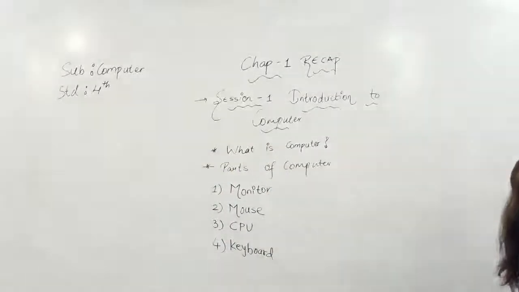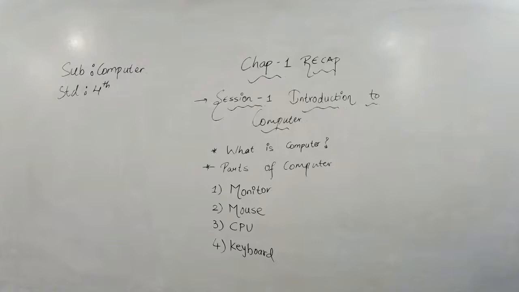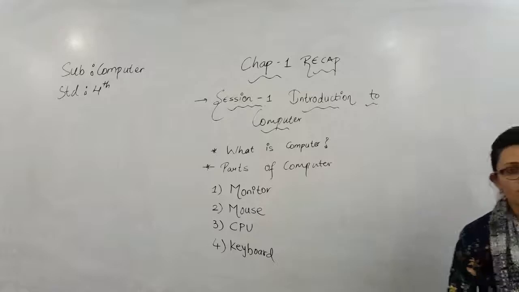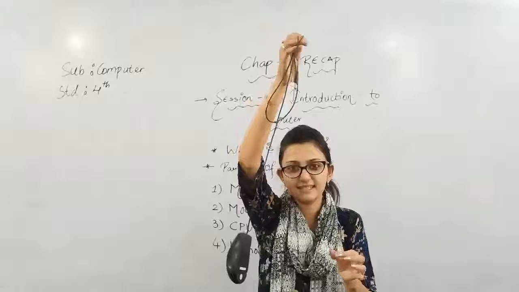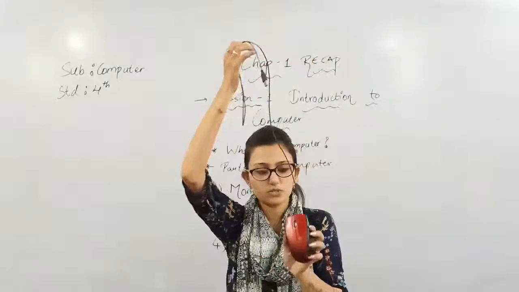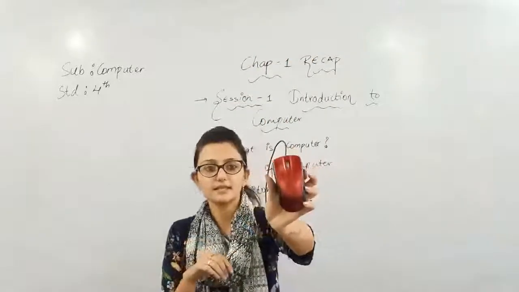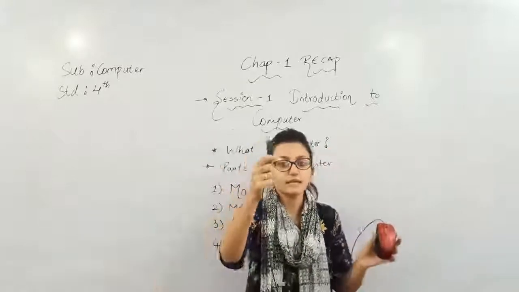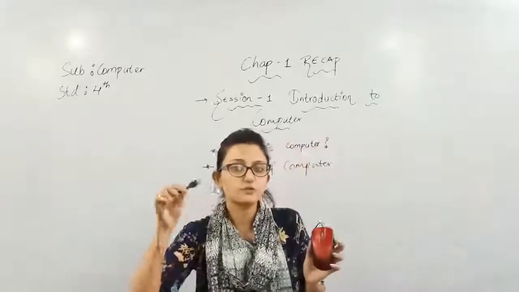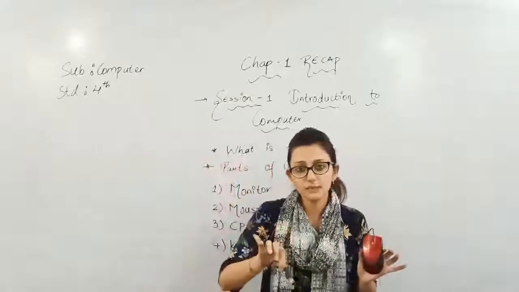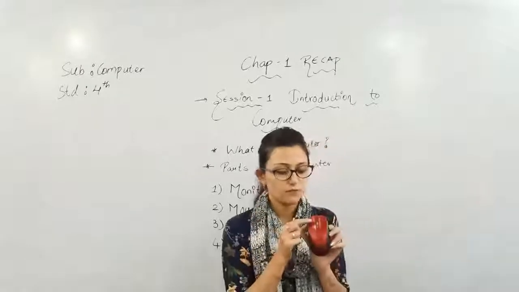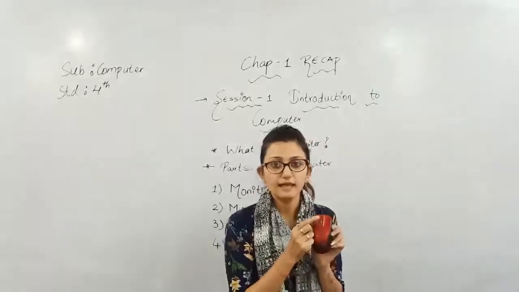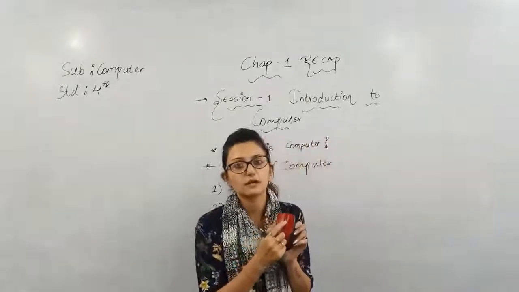Next one is mouse. What is the mouse? How does mouse look like? What do you think how mouse looks like? Mouse exactly looks like a rat. Yes, this is the mouse. Can you see it? This is the mouse and this is the cable of the mouse which we have to put into the CPU. This mouse has 3 buttons. First right click, left click and center button.